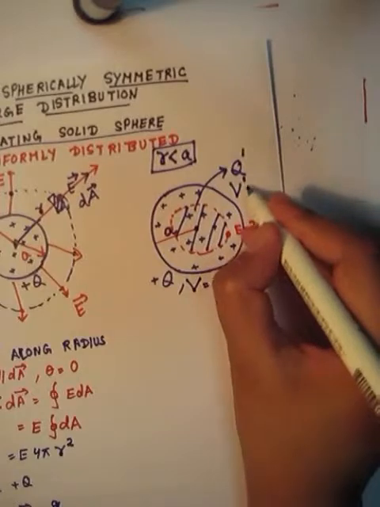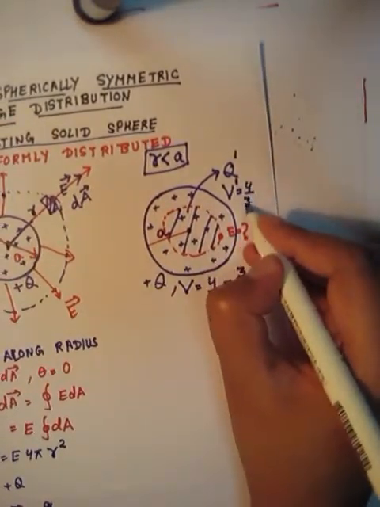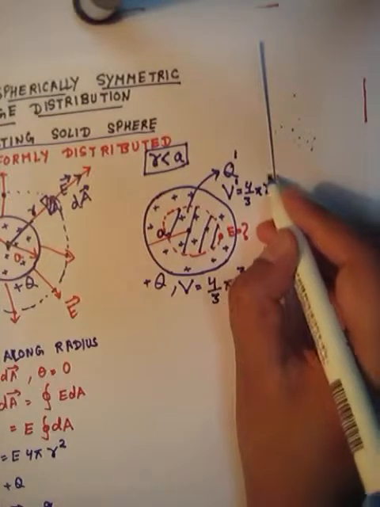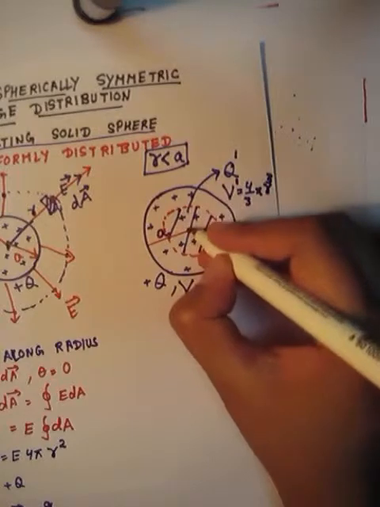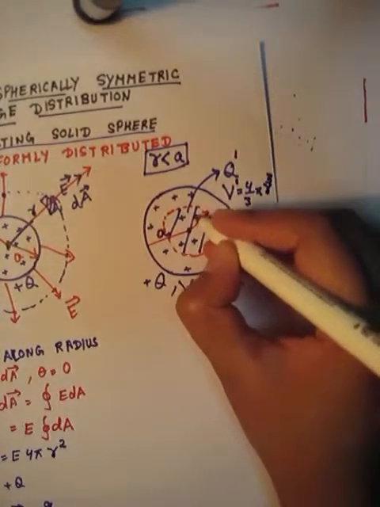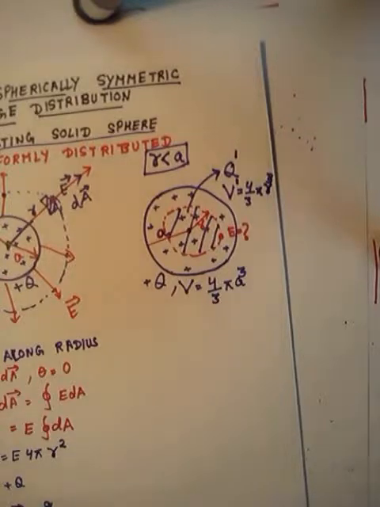Now what will be this volume? This volume will be 4 upon 3 pi r cube. Why? Because this distance now is r, the distance of the Gaussian surface from the center is r.